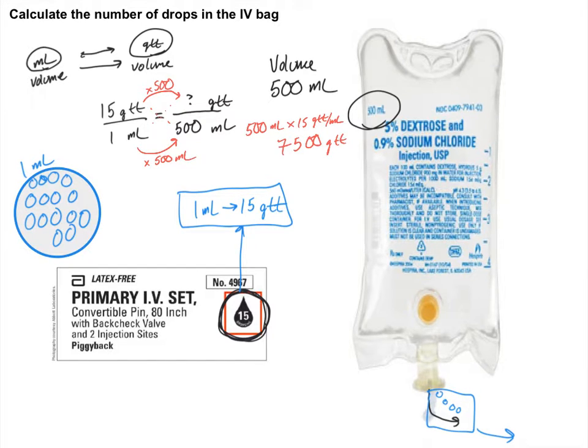There are going to be 7,500 drops in this bag. I hope that makes sense, because if we think about the milliliters floating around, there are 500 of them, and each one is going to be broken into 15 drops. So it's just going to be 500 mLs times 15 drops per mL, because there's going to be 15 in each. That gives me 7,500 drops. That's the total number of drops that are in this bag.